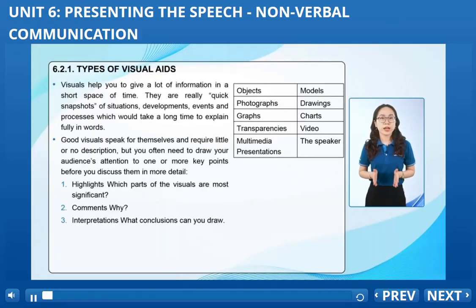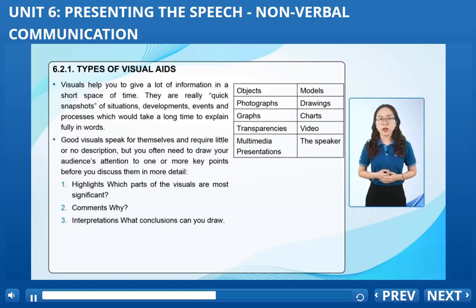So visuals help you to give a lot of information in a short space of time. They are really quick snapshots of situations, developments, events, and processes, which would take a long time to explain fully in words. Good visual aids speak for themselves and require little or no description, but you often need to draw your audience's attention to one or more key points before you discuss them in more detail.